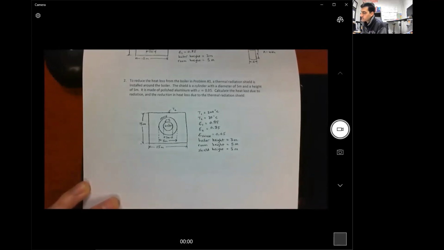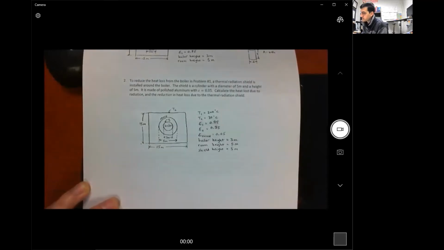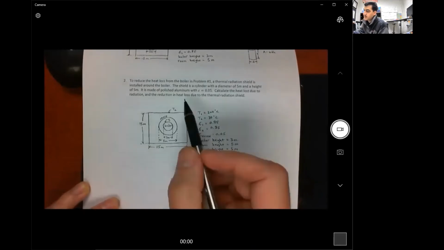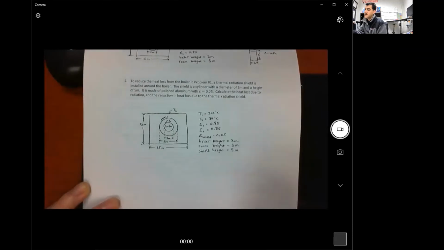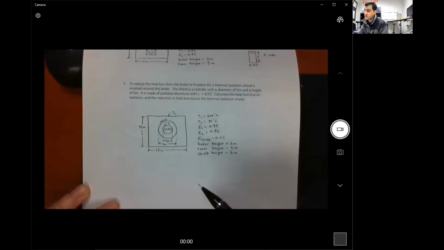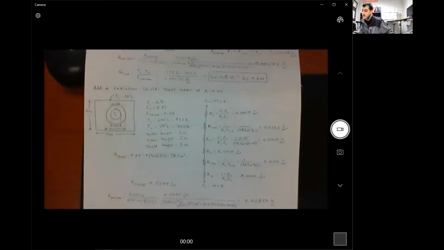So now we want to do the same calculation that we just did, but considering that we have a radiation shield now. So we want to know, okay, now how much thermal energy is being lost due to radiation from the boiler to the walls. And then it says to calculate the reduction in heat loss from the addition of the heat shield. So basically, we're going to compare the answer to number 2 to the answer in number 1. All right, so that's the last thing we'll do. So here is number 2.